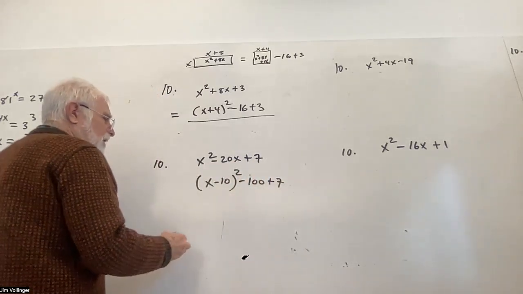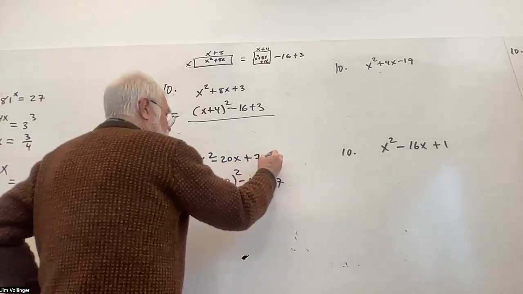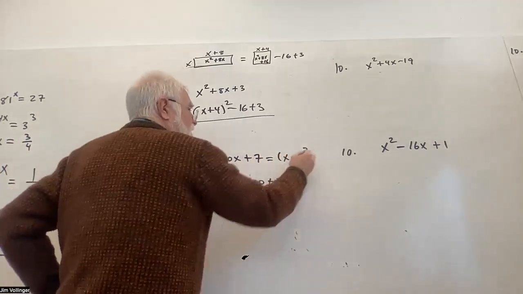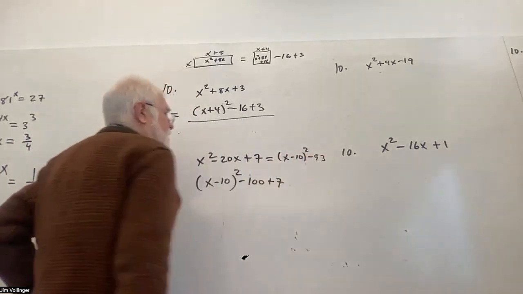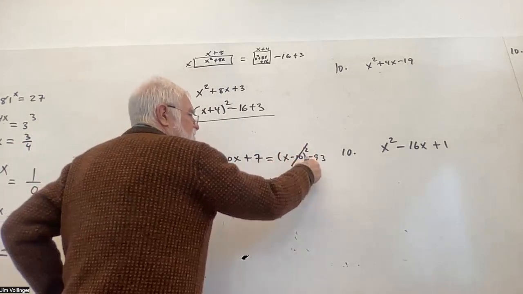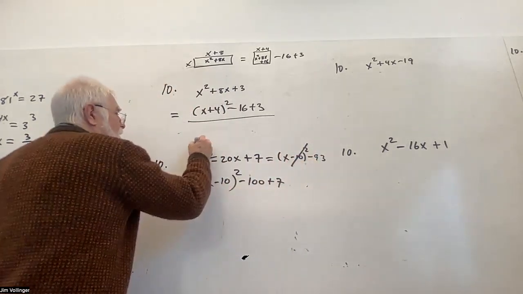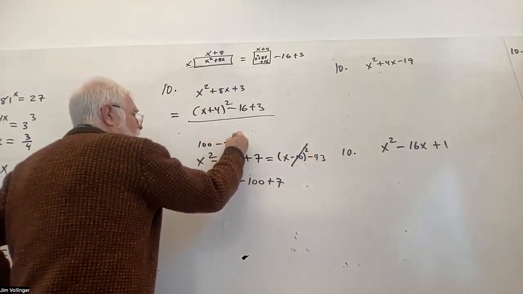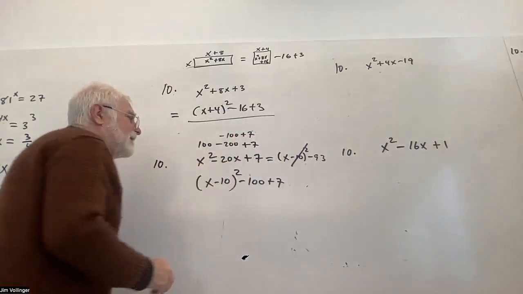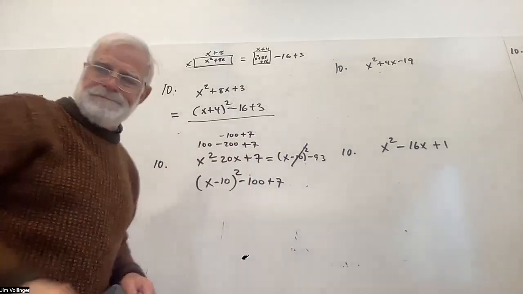And I'm suggesting that x squared minus 20x could have been written as x minus 10 squared minus 93. Let's put a 10 in and see if that really works. 10 gets rid of this, gets me minus 93 on this side. This is 100 minus 200 plus 7 gets me minus 100 plus 7. Yes, they are indeed the same calculation.